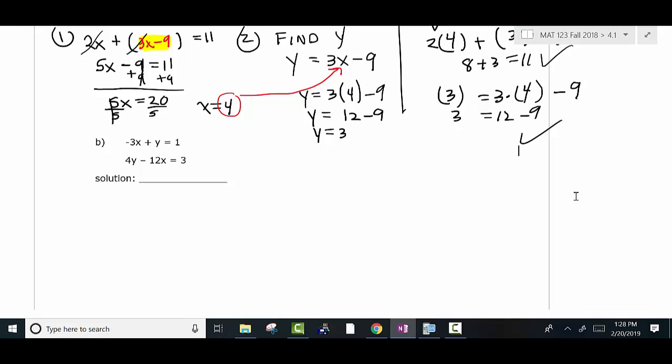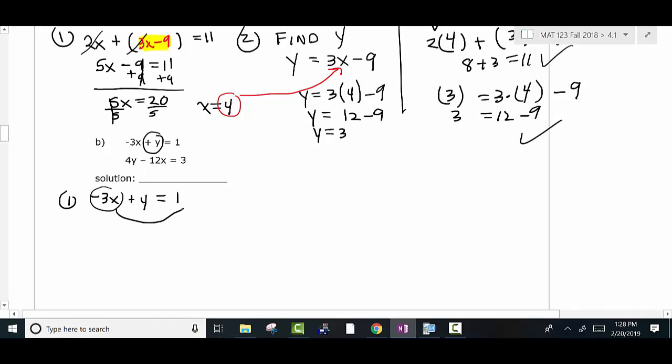You'd start getting a bunch of fractions. You can do it that way if you want to, but you want to keep this as simple as possible. So what I suggest is, if you see a variable with nothing in front of it, that's how you want to start the problem. So step one, write down the equation and solve that for y. That just means slide this over like that. So you would get y equals 1 plus 3x.